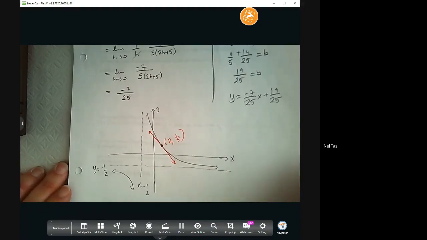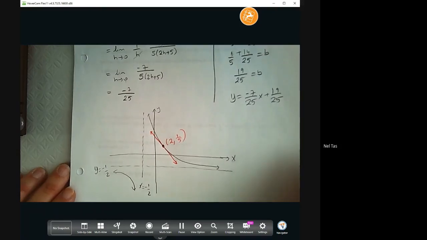Did you want to see the previous page? Yeah? You're fine. Okay. All right.